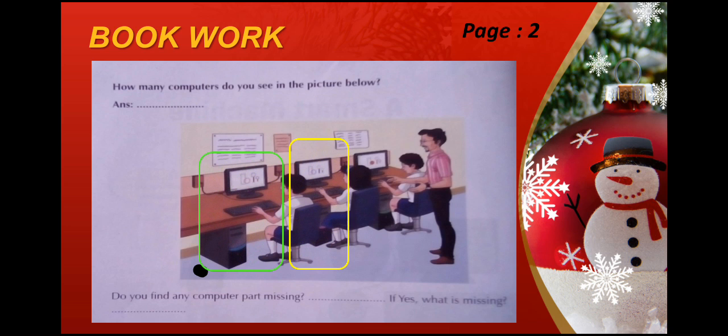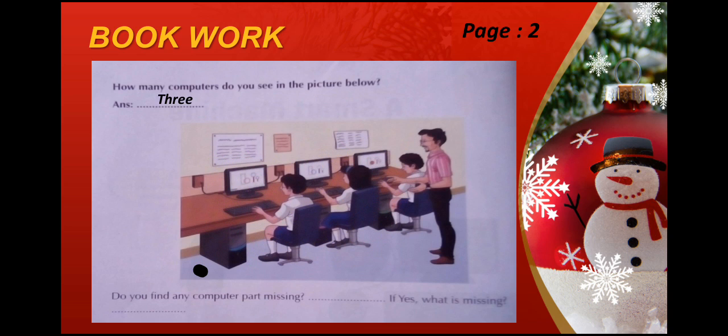Student 2 is using another complete computer system. Third, this student is also using a computer. So how many students do we have? We have 3 students. So what do you have to write in the book? 3.